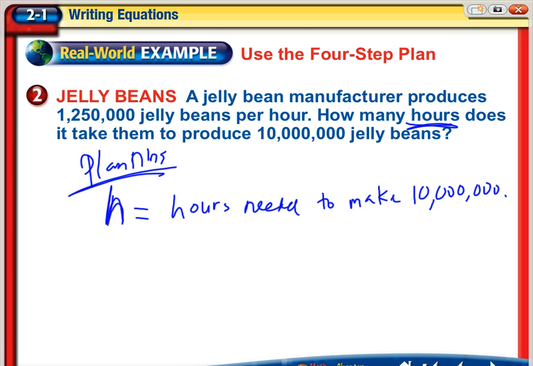So defining is very important, guys. Get used to defining a variable. When I say define a variable, that's what I'm talking about. Give it a meaning. I don't want you to just write H is hour. Hours of what? Hours to make 10 million.